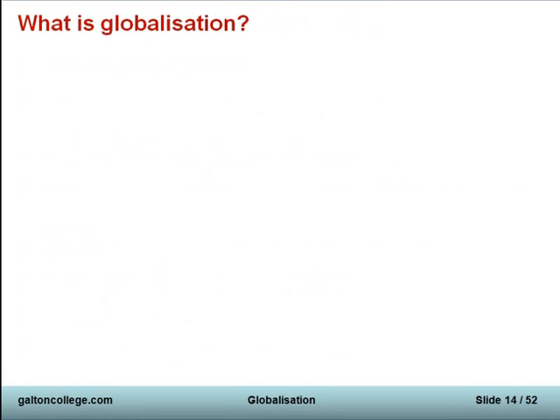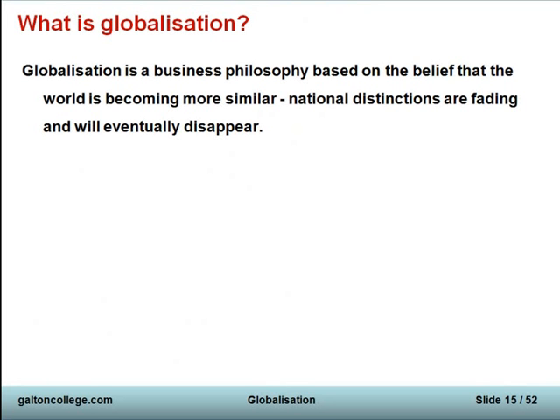So what is globalization? Well, it's a business philosophy based on the belief that the world is becoming more similar. National distinctions are fading and will eventually disappear. We can see this to some extent in advertisements on television. The same advertisement may be run in different countries. The language has changed, but it's essentially the same advertisement. So there are economies in advertising. There are economies in marketing in general.